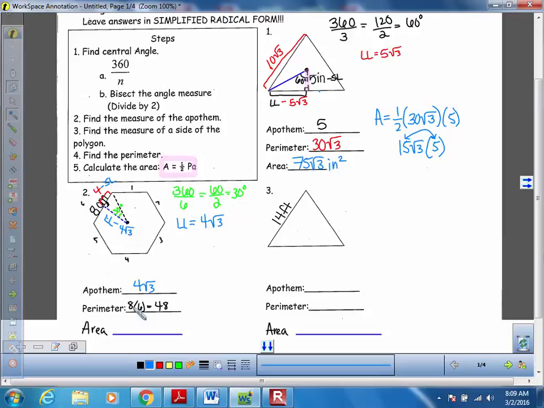Now that I have my perimeter and my apothem, I can plug in and find my area. So area is going to be 1/2 times my perimeter, which is 48, times my apothem, which is 4 square roots of 3. I know that 1/2 of 48 is 24. Then I'm going to multiply by 4 square roots of 3. I know 24 times 4 is 96. Bring down my square roots of 3. So my area would be 96 square roots of 3. And then my units are centimeters squared.